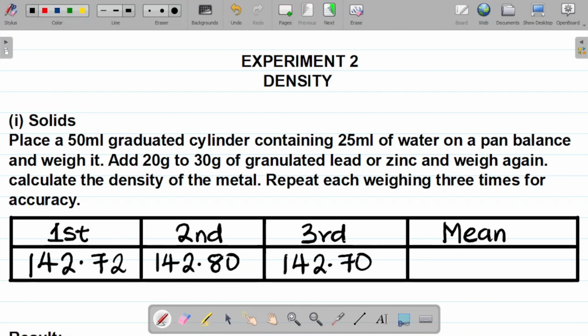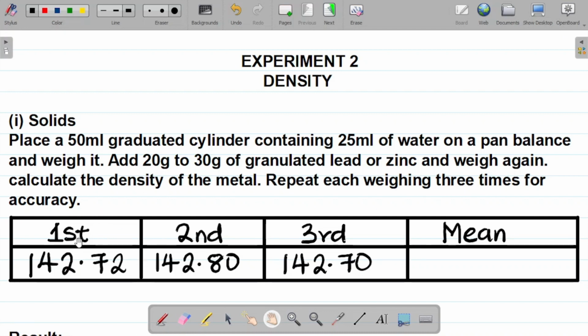What we have here is this: place a 50 milliliter graduated cylinder containing 25 milliliter of water on a pan balance and weigh it. Add 20 gram to 30 gram of granulated lead or zinc and weigh again. Calculate the density of the metal. Repeat each weighing 3 times for accuracy.